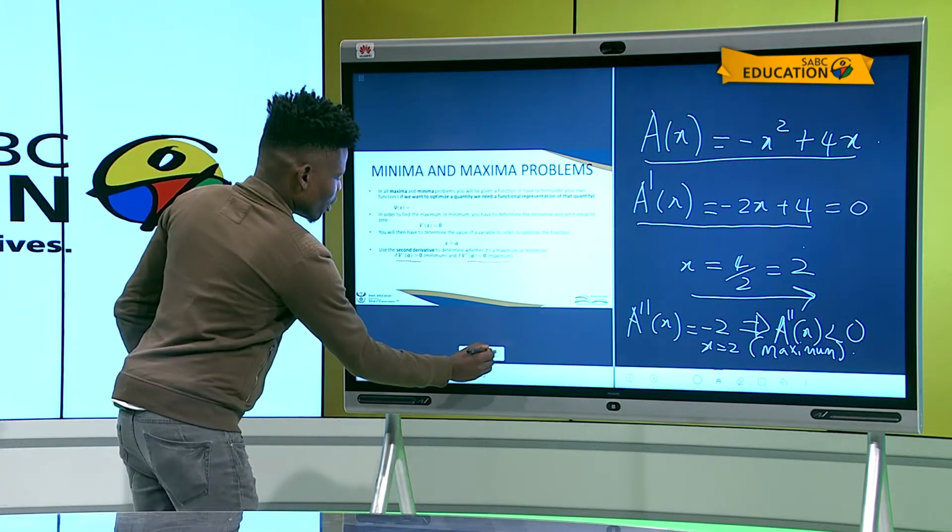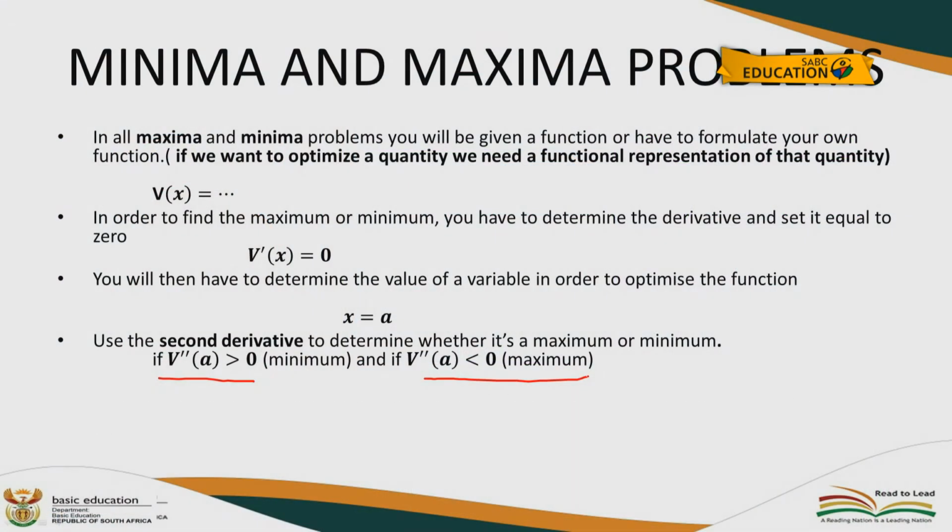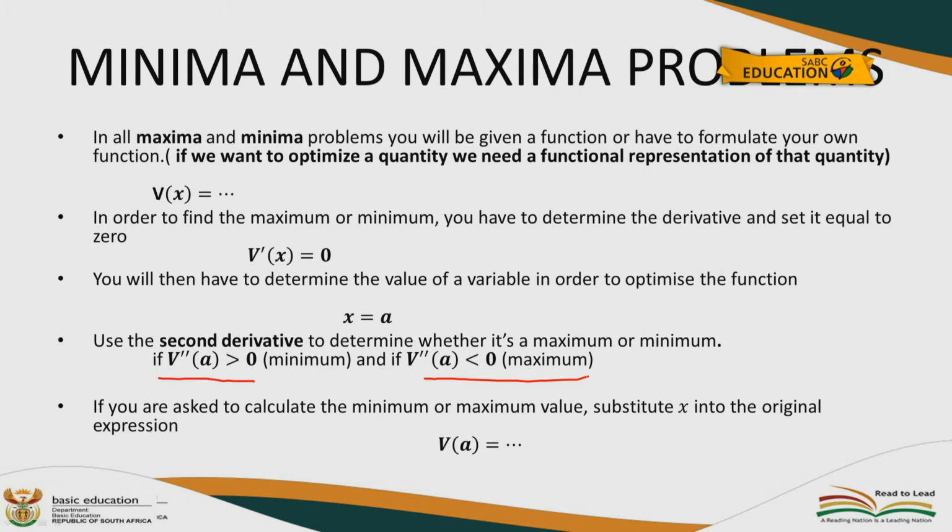Now, in some questions, you can be asked to calculate the actual minimum or maximum value. Now, how do you then do that? What you are going to do is you are going to substitute the value of the variable where you have either a minimum or a maximum into the original expression. And then you solve it, you will get the actual maximum or minimum value.